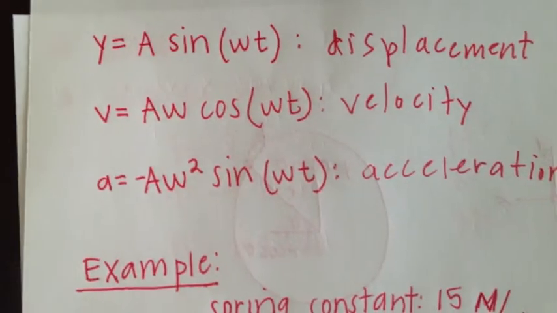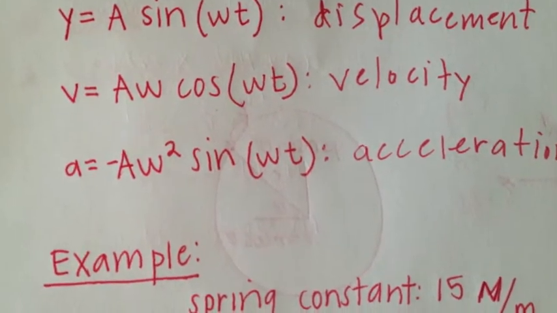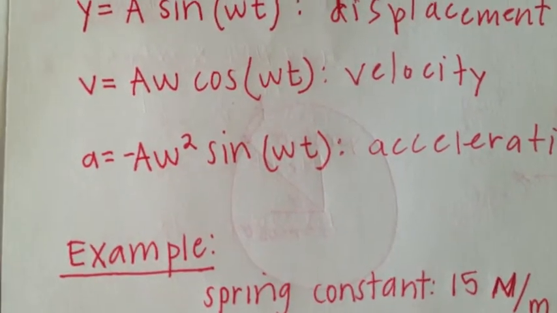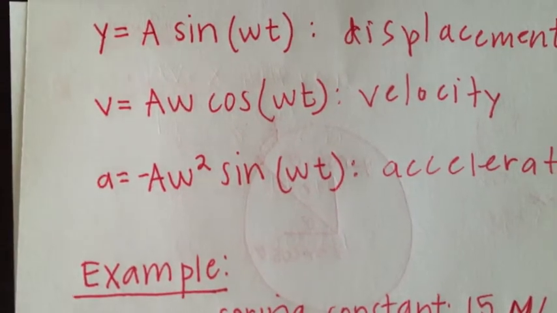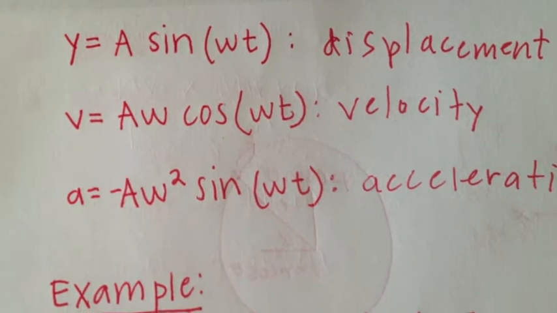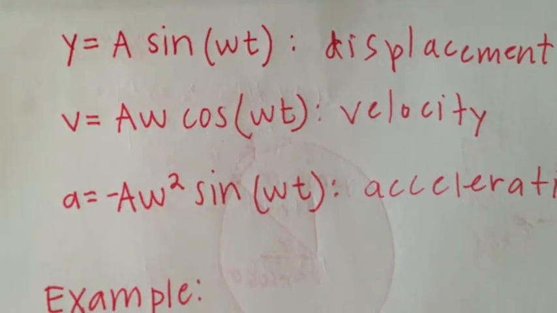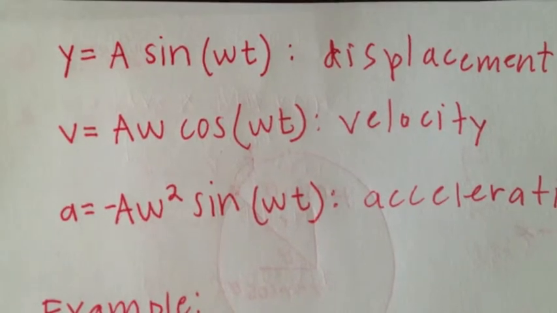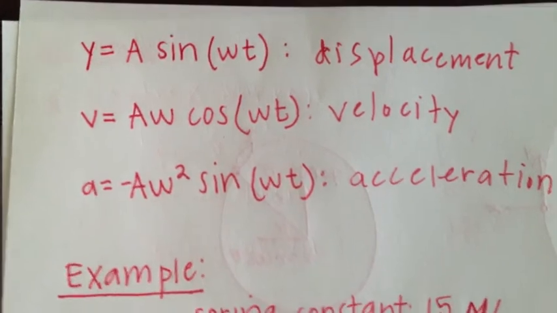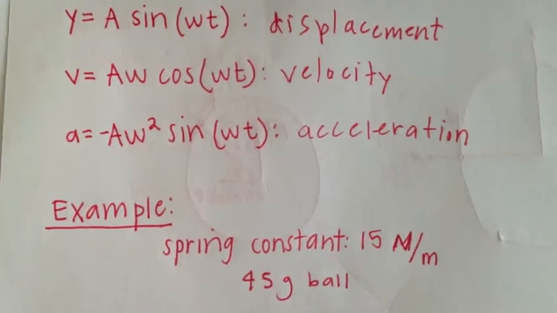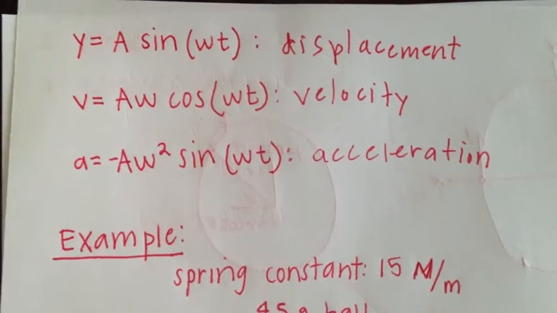The velocity equation, in simple harmonic motion, velocity constantly changes, oscillating just as the displacement does. So when the displacement is at its maximum, however, the velocity is zero, and when displacement is at zero, the velocity is at its maximum because they are inversely related. Also, for the acceleration equation, acceleration oscillates in simple harmonic motion.